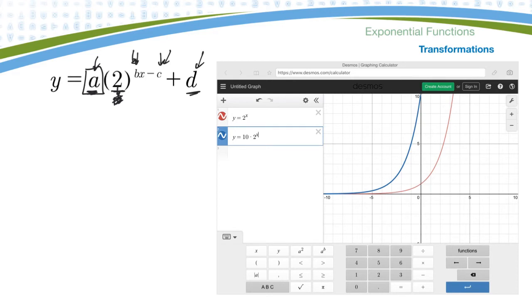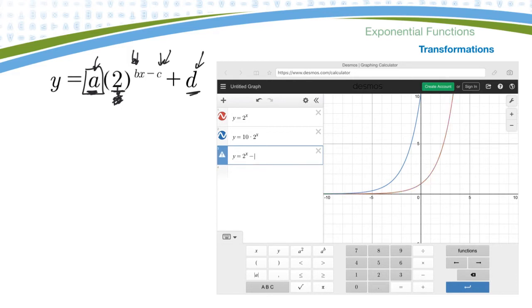And so what's happening there is that every y value of the red function is being multiplied by 10. And that's why there's a vertical stretching happening with that. Okay, let's maybe leave that on there. Let's do another one. y equals 2 to the x, put our x up there. And maybe let's put a takeaway 1 up there.